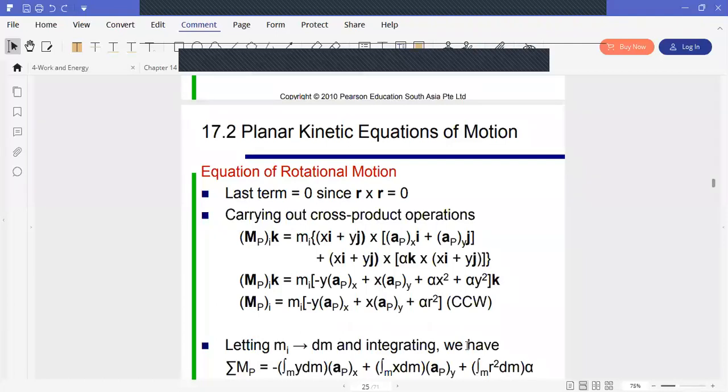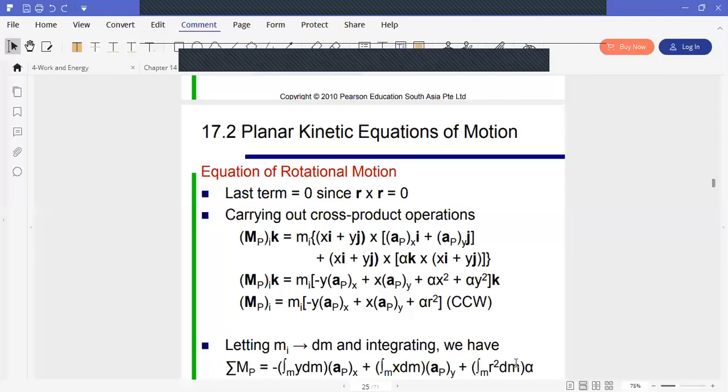Now, what is the integral of y dm? Who can tell me? What can I replace the integral of y dm by? Y of G, the y center bar of mass, times the mass. And I can replace the integral of x dm by x of G times the mass.